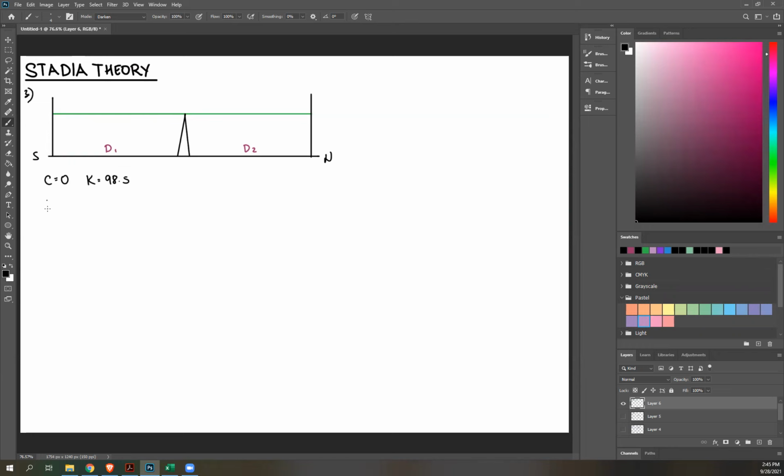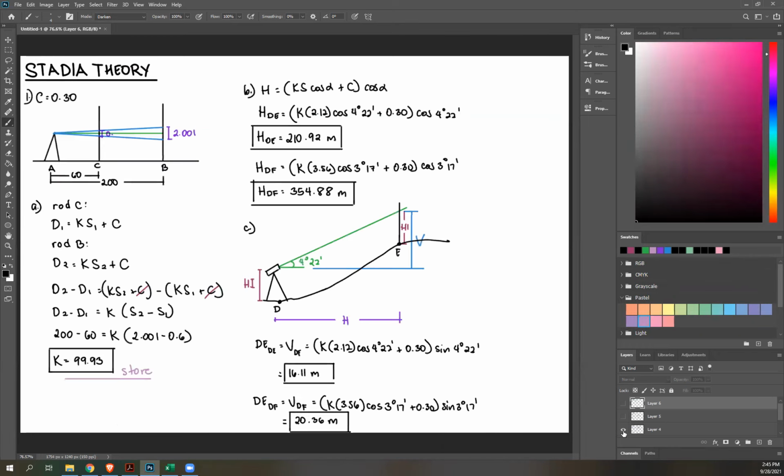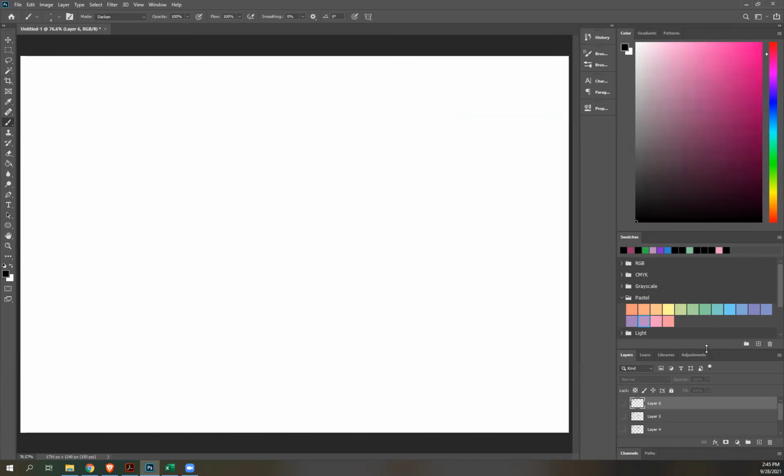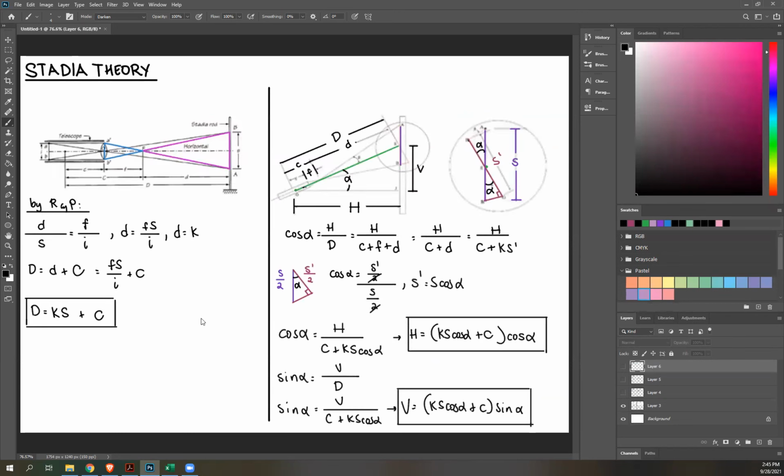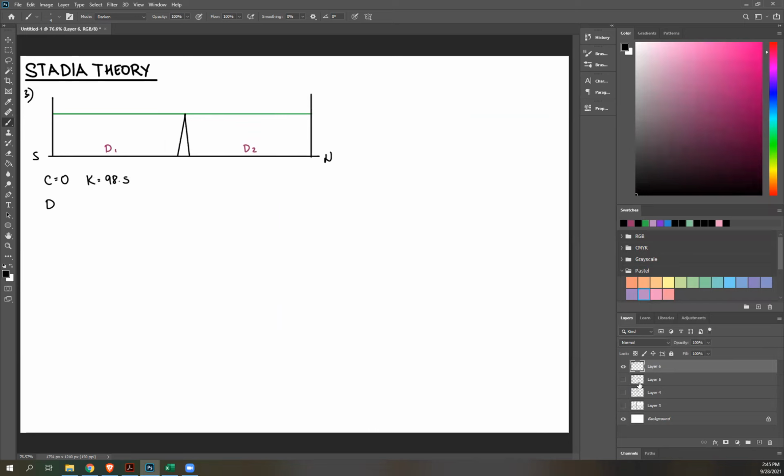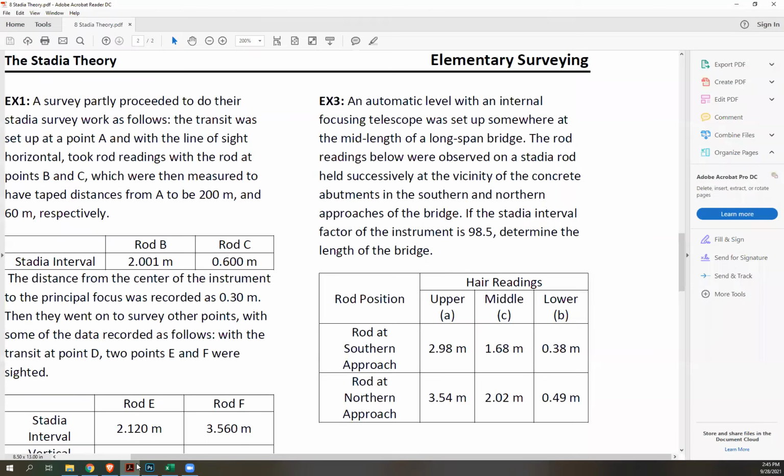Okay, let's solve D. So remember our equation for D. Let's check out here. That's KS plus C. Okay, again, because it's horizontal observation. Let's start with D1. So K is a constant, so that's 98.5. S is the Stadia interval or Stadia reading.